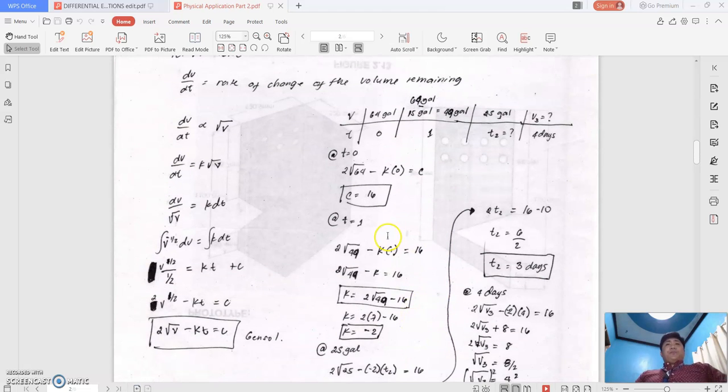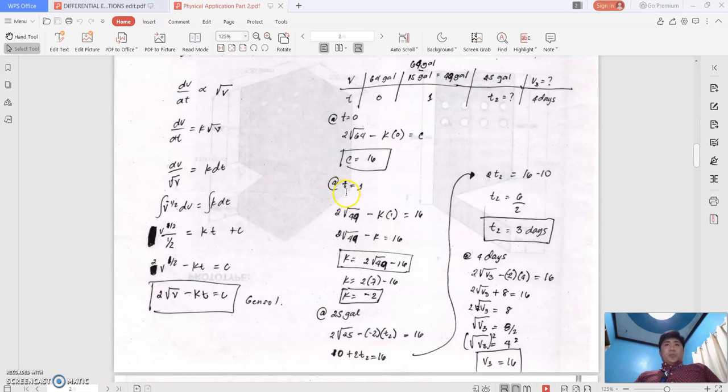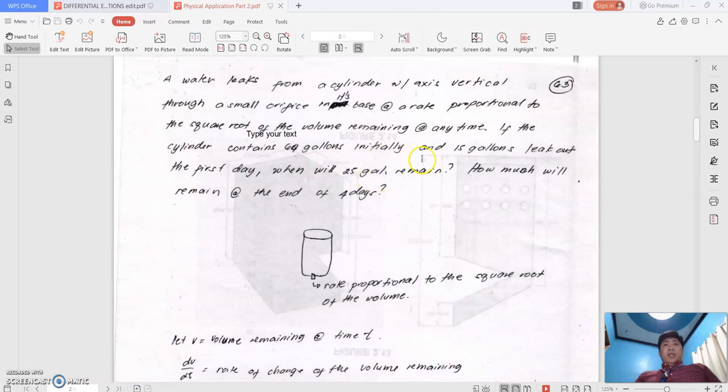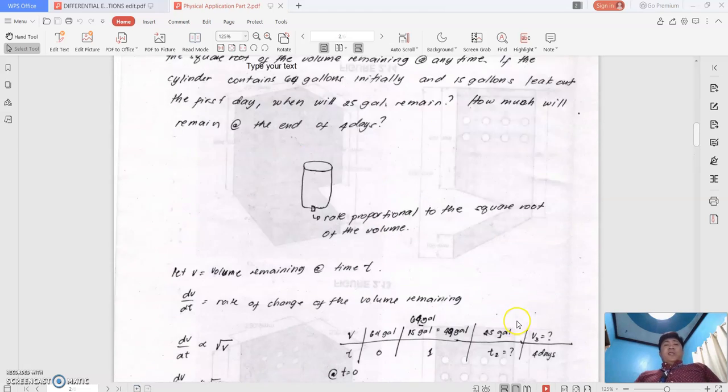So next, at time 0, just substitute it: 2 times the square root of 64 minus K times 0. At time 0, 64 gallons equals C. So 2 times the square root of 64, the square root of 64 is 8, right? So 2 times 8, that is 16. So your C is equivalent to 16. So at time 1 day, at first day, right?